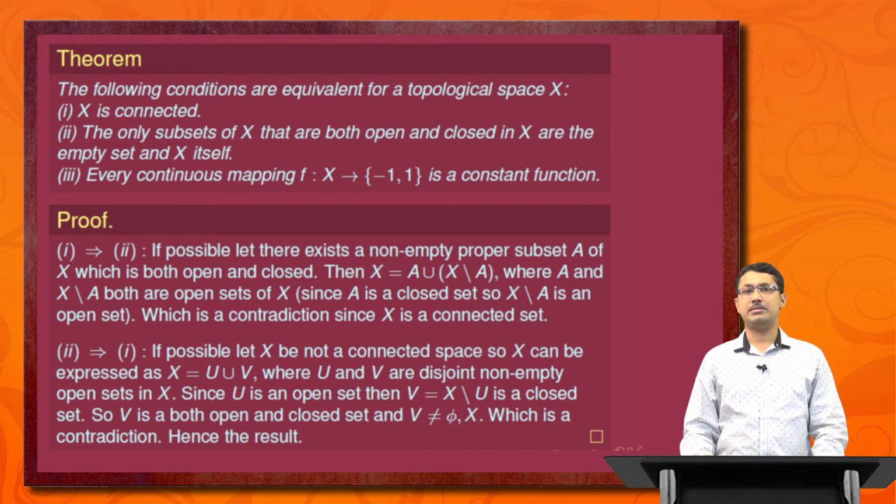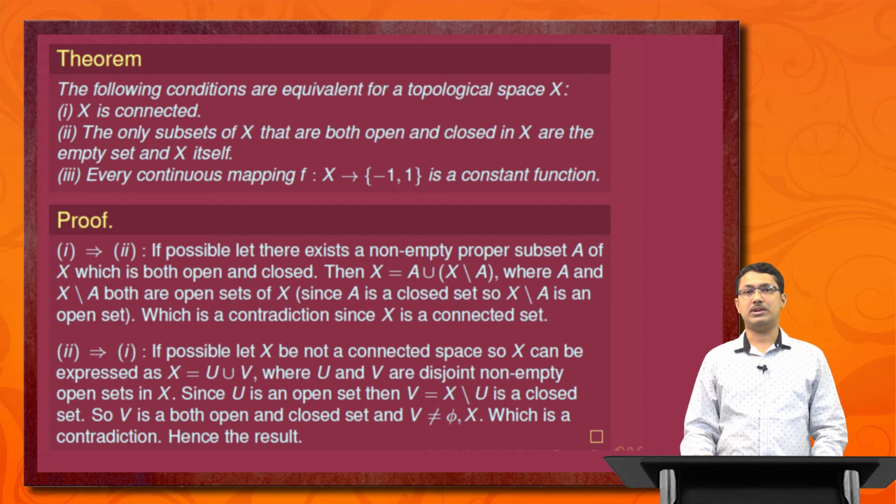Then X can be expressed as A union (X minus A). A is non-empty and A is a proper subset, so X minus A is non-empty and also a proper subset, where A and X minus A both are open sets in X. Because A is a closed set, X minus A is an open set, which is a contradiction since X is a connected set. That implies the first one is over.